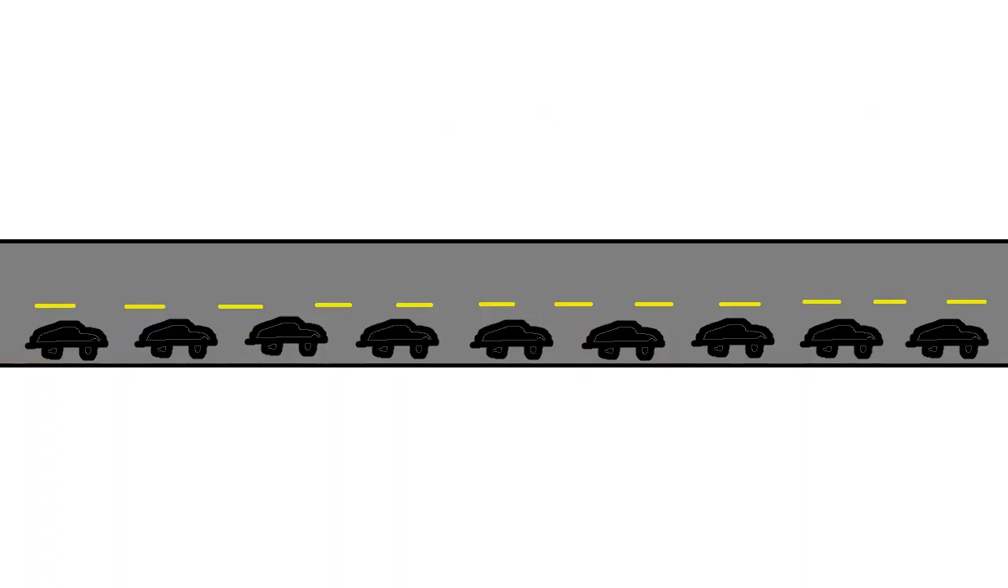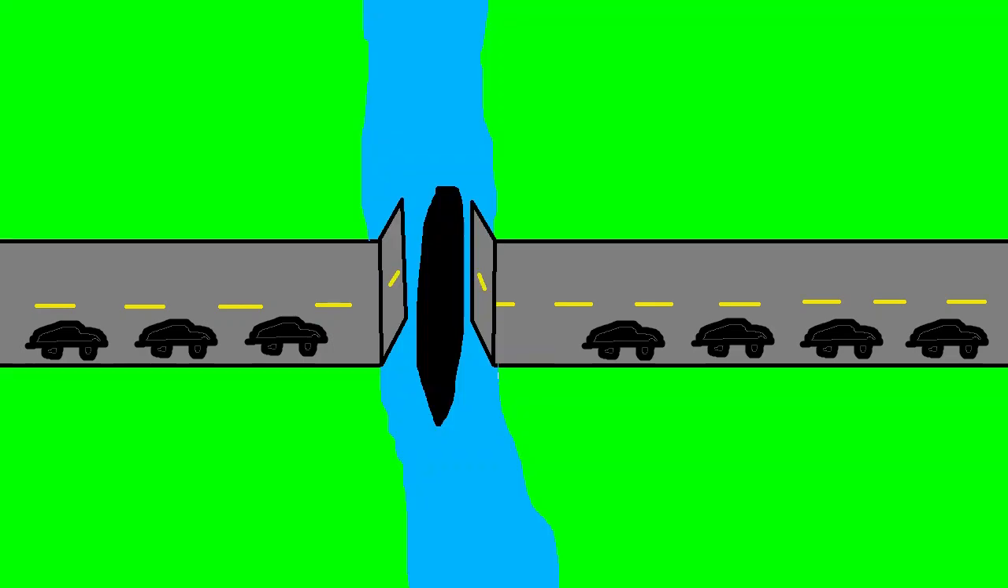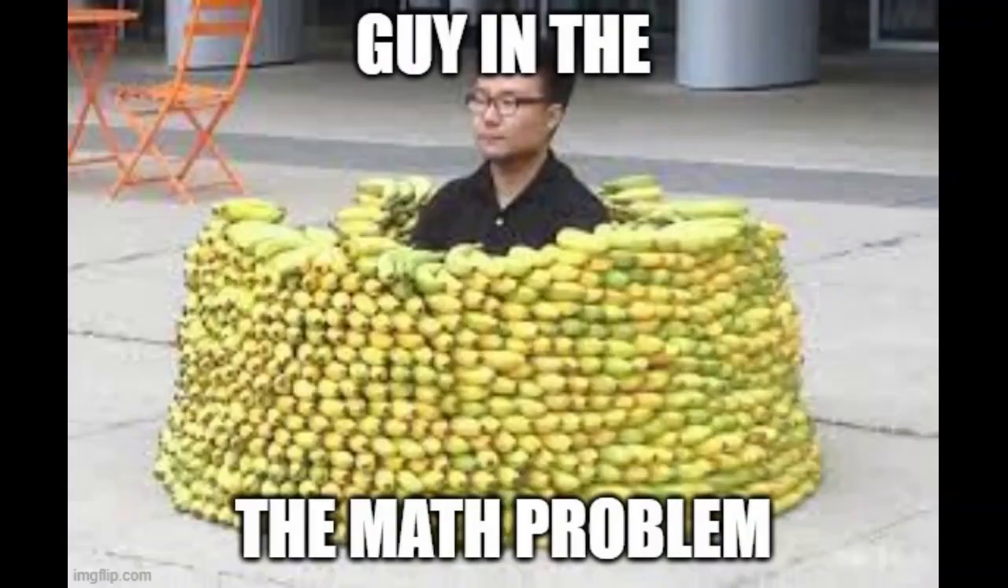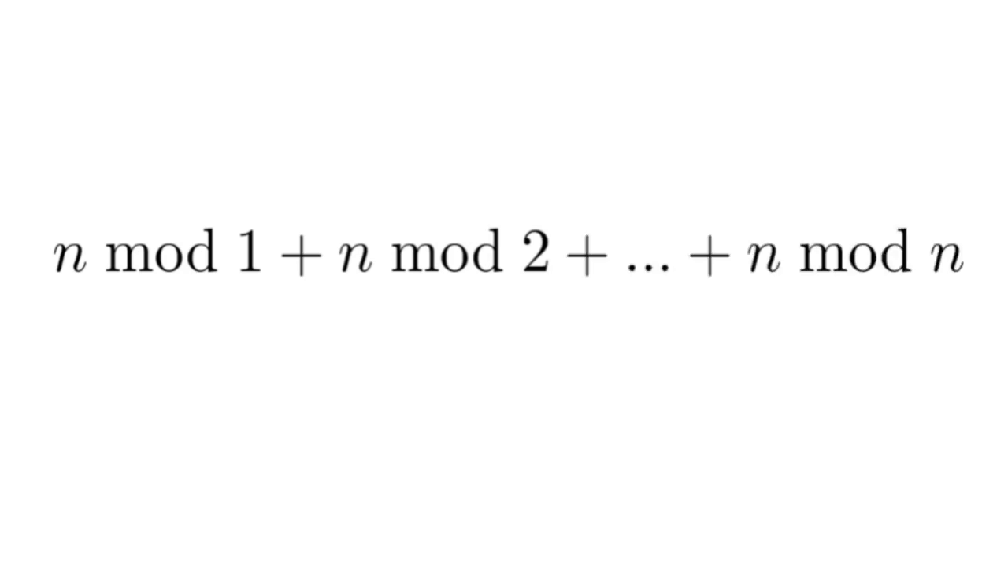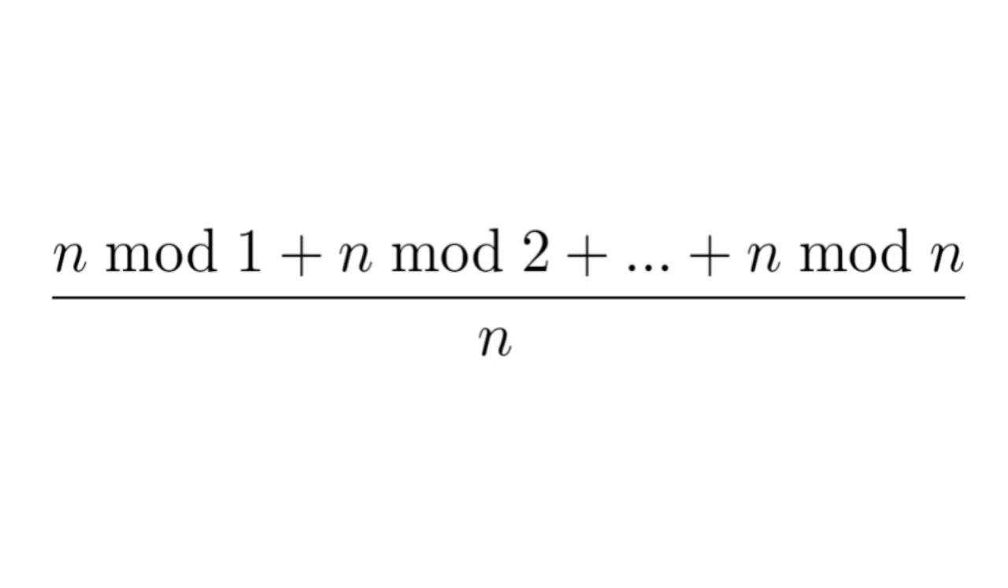Maybe they're all driving to school, one in front of the other, and they go over a drawbridge, and the drawbridge raises up at a random time, stopping everyone behind it in their tracks. I don't know, it's a math problem. Don't worry about it. We've got some number of students n, and we want to find the remainder of n when divided by 1, plus the remainder of n when divided by 2, etc., all the way up to the remainder of n when divided by n. Then we can divide by n to get the average remainder, or divide by n squared to get the average remainder as a fraction of n.